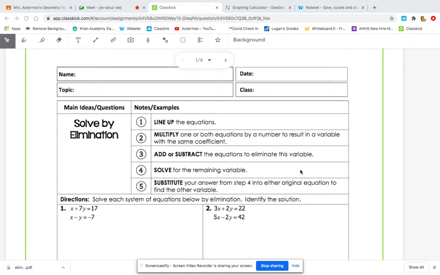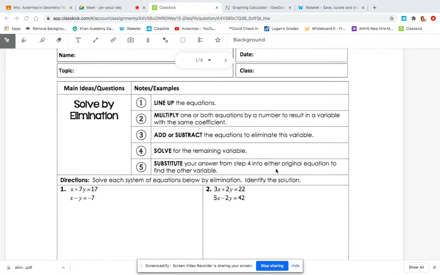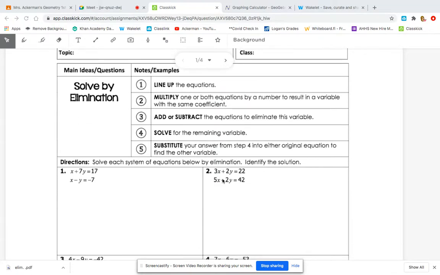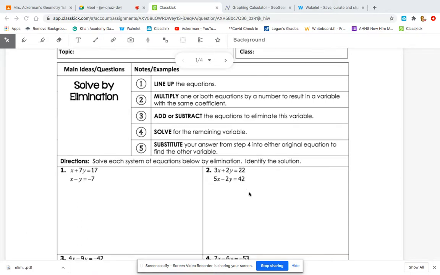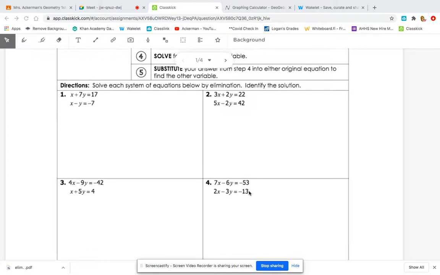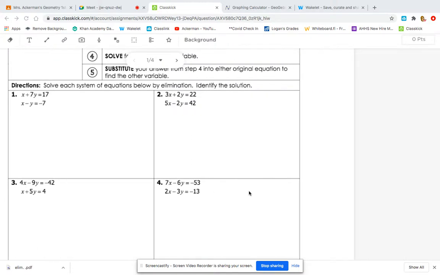And so you'll see that the steps are here on a class kick. This is the second class kick that says elimination. The first step is you want to line up your equations, meaning you want to have your x's on top of your x's, your y's on top of your y's, and your constants on the right side, also on top of each other. Okay? And so we're going to start with number 2, because number 2 is set up really nicely for elimination. And you'll see why in a minute.